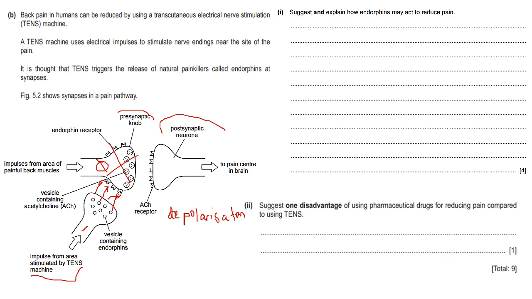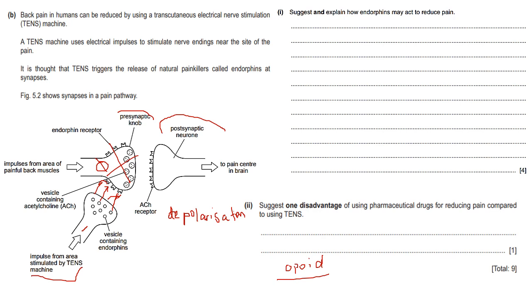Suggest one disadvantage of using pharmaceutical drugs for reducing pain compared to using TENS. Well, this is quite easy. Pharmaceutical drugs can create a lot of dependency. I don't know if any of you have read about the opioid crisis in some parts of the US and also in some developing parts of the world where they're not really documented. But usually you would find that in places where people use painkillers, some people become really dependent and are unable to function until they have taken a really strong painkiller. So it does create dependency, and that is a big disadvantage of a pharmaceutical drug.